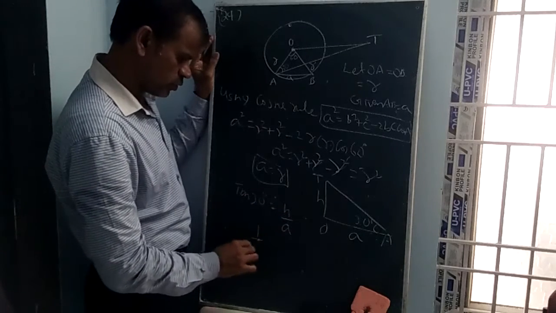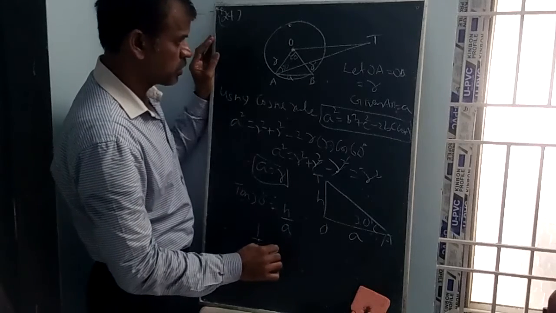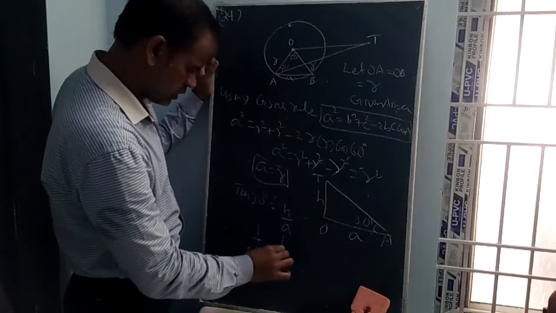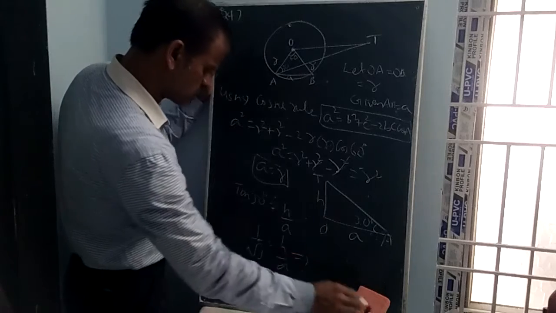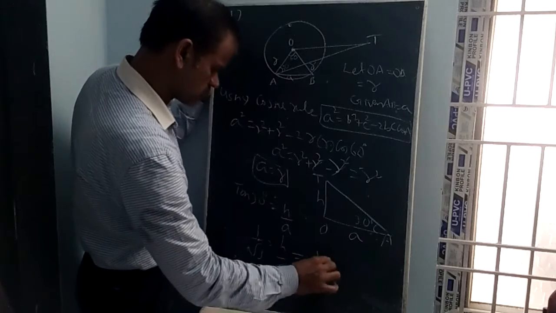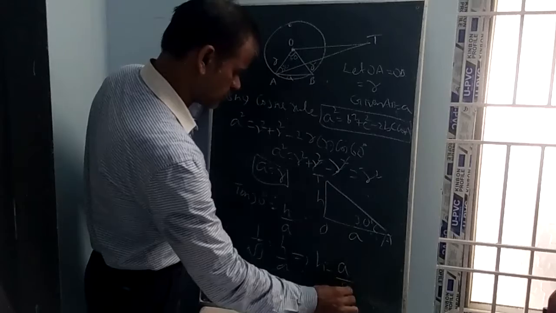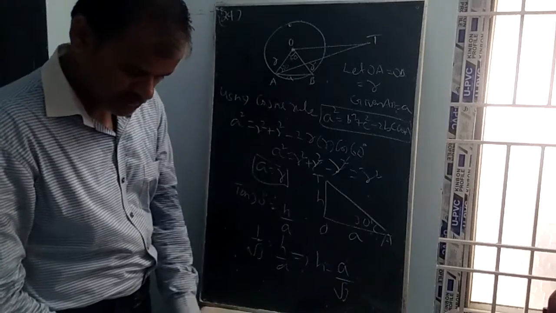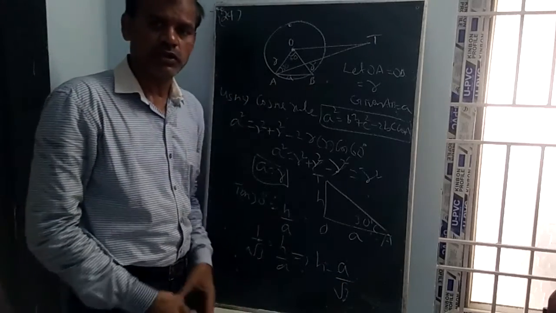Tan 30 value is 1 by root 3. h value we should calculate, h by a. So that implies h is equal to a by root 3. That's all. A by root 3 or r by root 3, anything you can write. But in options given as h is equal to a by root 3, third option.